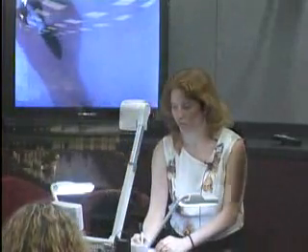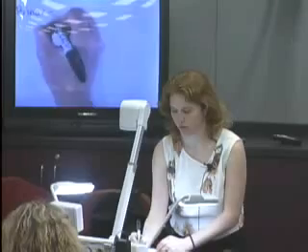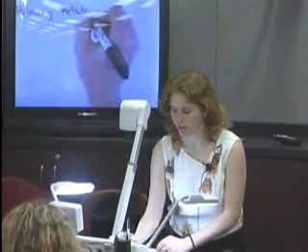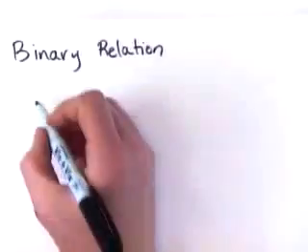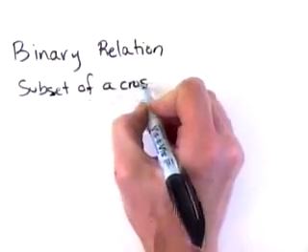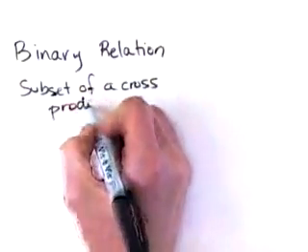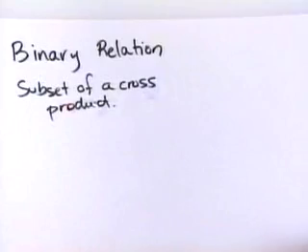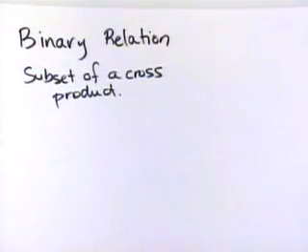So again, what is a binary relation? It's a subset of a cross product. So if you get out of this class, at least you'll know that. And what are they good for? Airline tickets. They're good for airline tickets, but they're good for representing any time you have a relationship between two things.